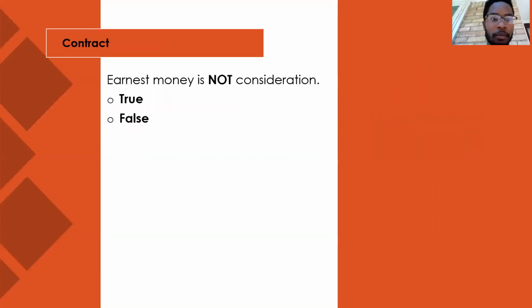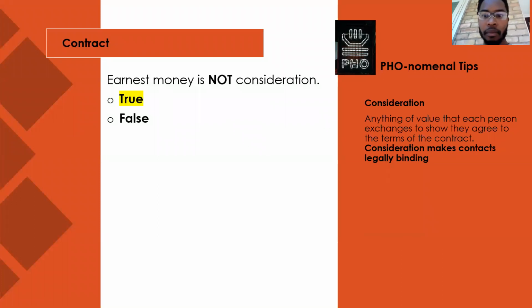Therefore, this is false. Earnest money is not consideration. True, actually, it's not considered consideration. Consideration is what makes contracts legally binding, and every real estate contract in Texas does not have to have earnest money in order to be considered valid. You can sell a home, buy a home, sign a purchase-sale agreement for a piece of property without putting an earnest money deposit down. And for that reason, it's not considered consideration. Consideration is actually that purchase price.